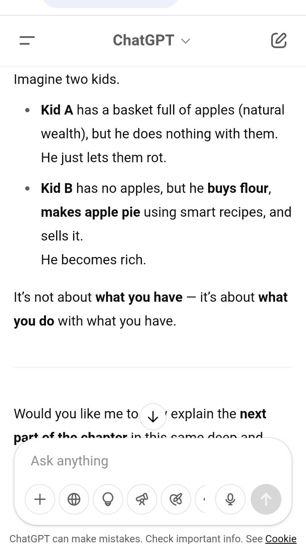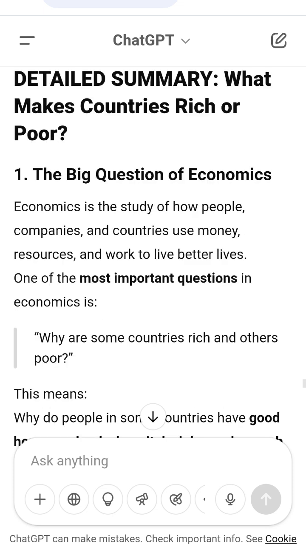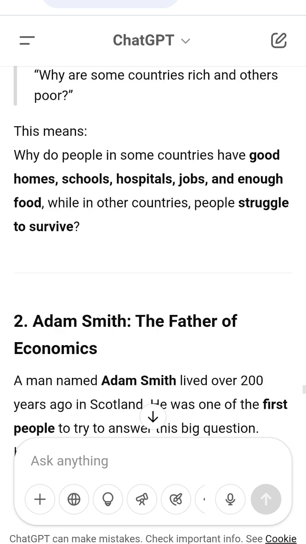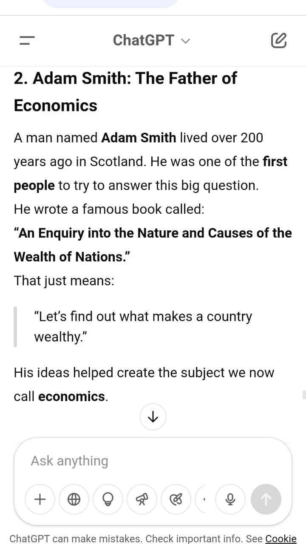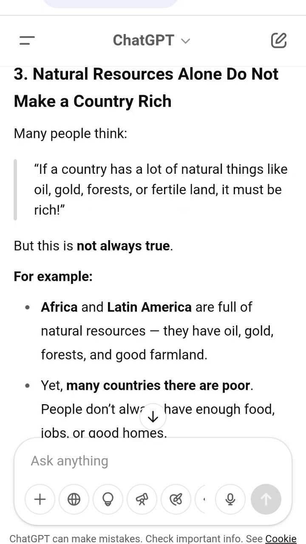5. You must transform resources. Even just owning resources wasn't enough. You had to use them. Example, a forest is just trees. You must cut the trees, turn them into wood, make furniture, and sell it. That's production, and that's what creates wealth. So what matters is not what a country has, but what it does with what it has.